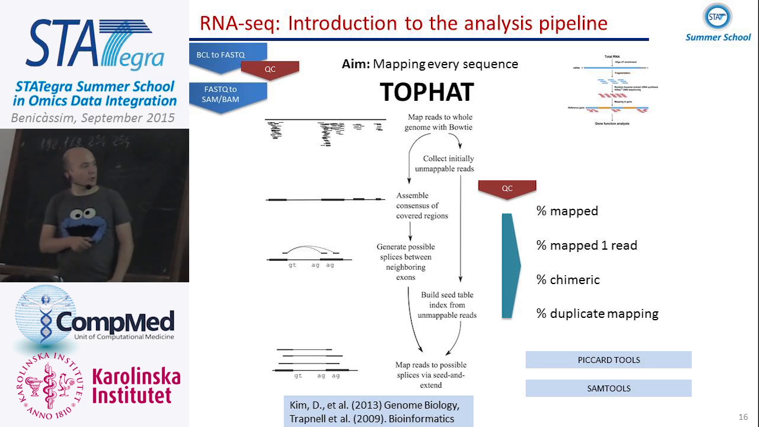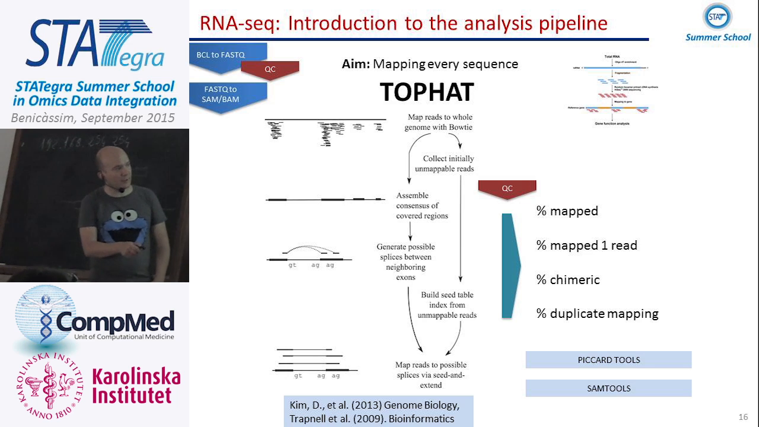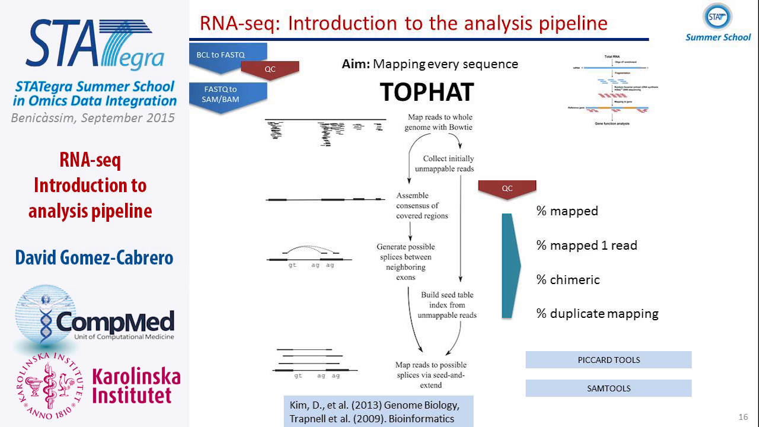So the SAM format also informs you about whether you have a chimeric read or not. Tools for doing that, Picard tools or SAMtools, are really the most powerful ones among them. Are you with me here? I think, more or less, this is the mapping.